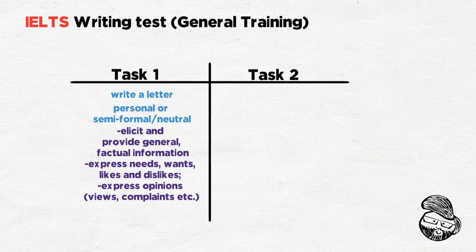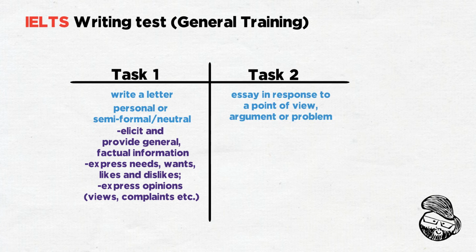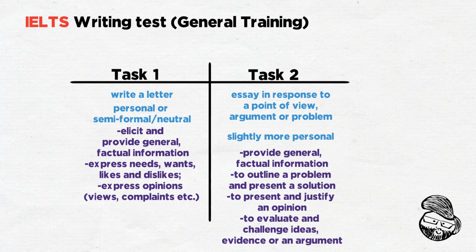In Task 2, you will be asked to write an essay in response to a point of view, argument, or problem. The essay can be slightly more personal in style than the academic writing Task 2 essay. The topics are of general interest. In Task 2, you are assessed on your ability to provide general factual information, to outline a problem and present a solution, to present and possibly justify an opinion, to evaluate and challenge ideas, evidence, or argument.